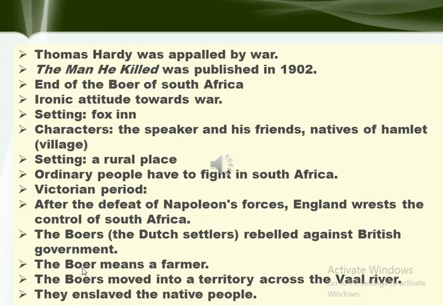In order to clarify who the Boers are, let me give you brief background information about the Boers and their revolt. Boer is a Dutch name and it means farmer. And as I have mentioned earlier, the Boers were the Dutch settlers, the white settlers in South Africa. These white settlers moved into a region across the Orange and Vaal rivers, and they took control of the region, and more importantly, they enslaved the native people.